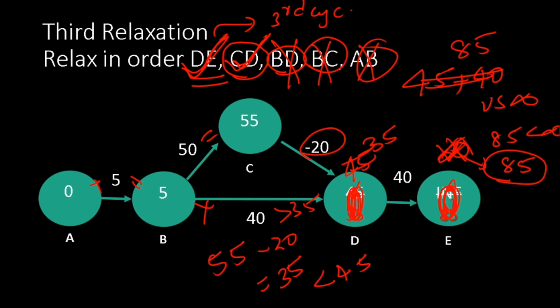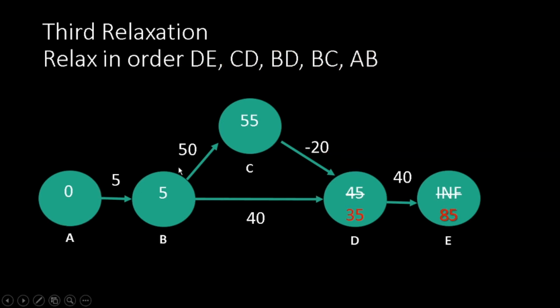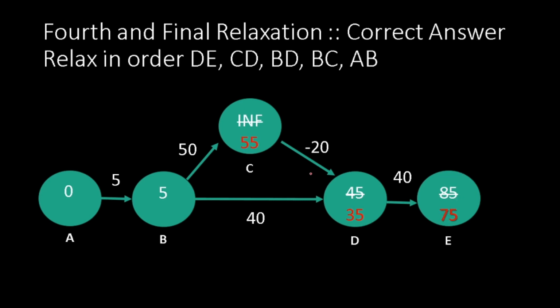So now let us look at the fourth step, our final step. Why is it our final step? Because remember, we have 5 nodes, so we have only 4 relaxations. Let us see if that will give us the answer. So what do you think will get relaxed in the next step? This will have to definitely get relaxed because remember we updated this. Okay, so let's see. So this was 35 and this was 85. Let's start.